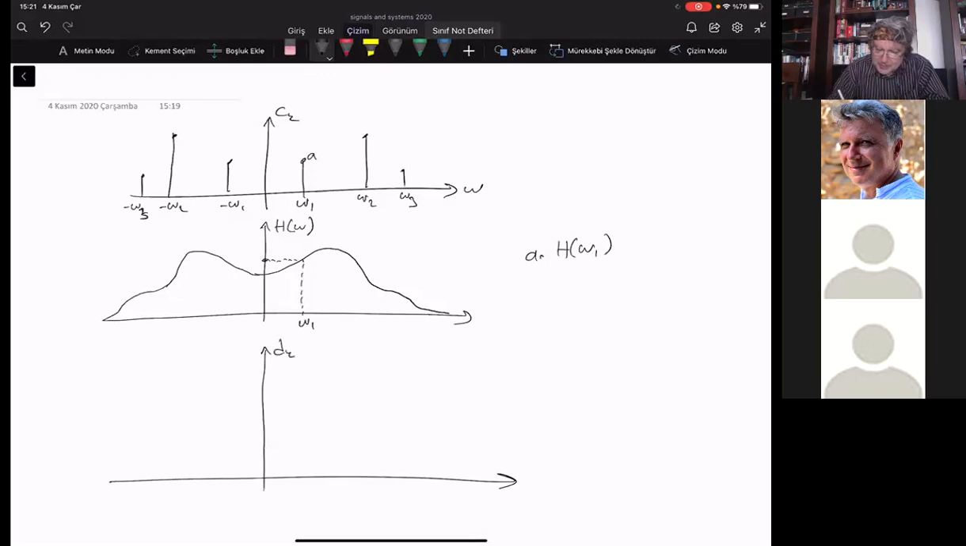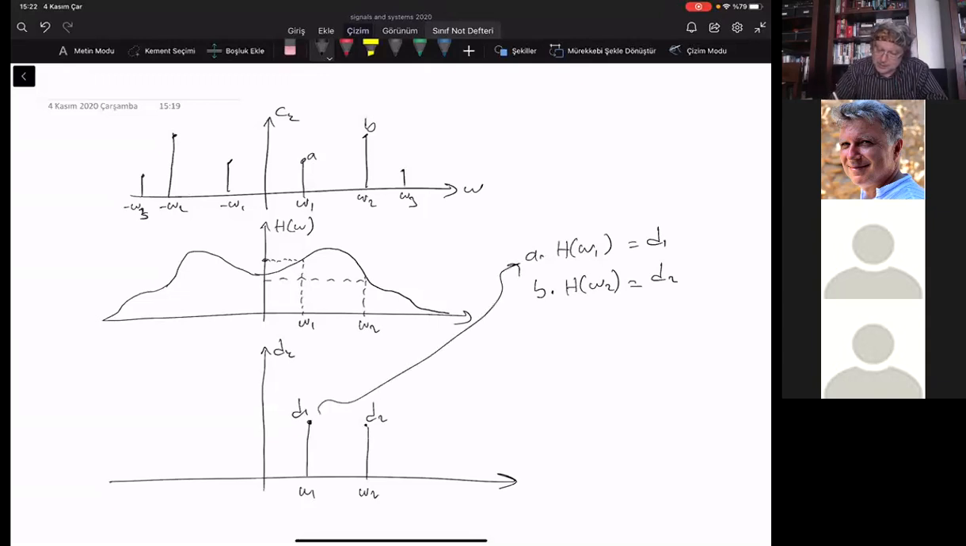Let's call them dk's. So this will be d1, for example, at omega 1. Then we will multiply b, the next Fourier series coefficient, with the value at omega 2, which is this value. So b times h of omega 2 will be d2, something like this maybe, at omega 2. This is how we generate d1, this is how we generate d2, and every such Fourier series coefficient will be found in a similar manner.